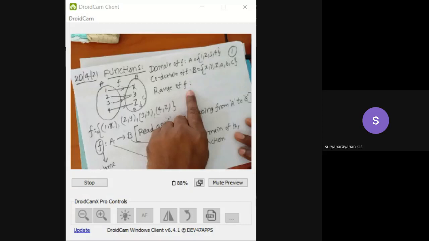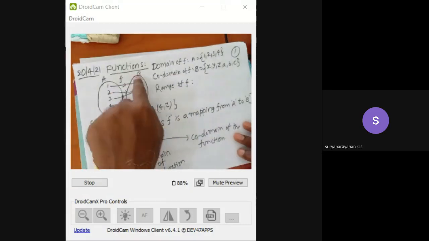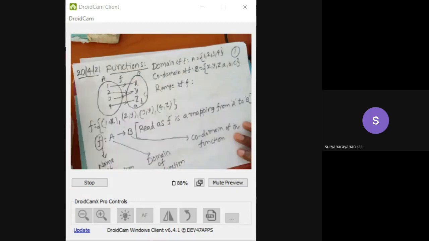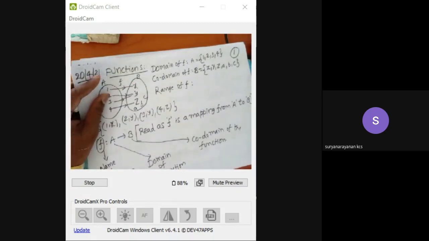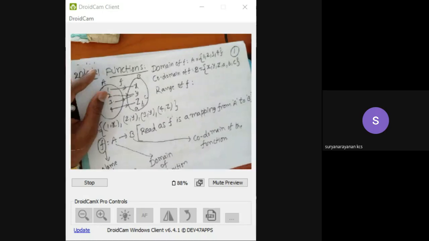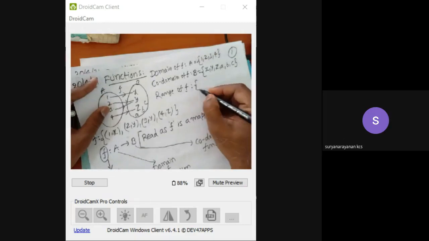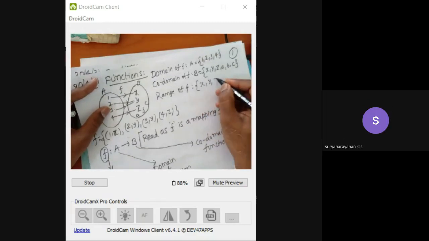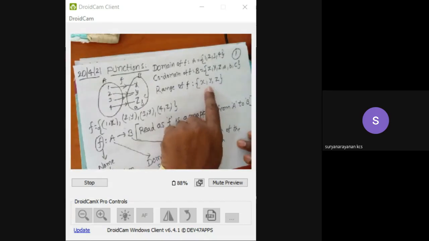Range of F means, in the codomain, observe this screen, my children. In the codomain, which elements are connected with the elements in the domain? Sir, X, Y and Z, sir. These are said to be the range. The set of these elements is said to be the range.